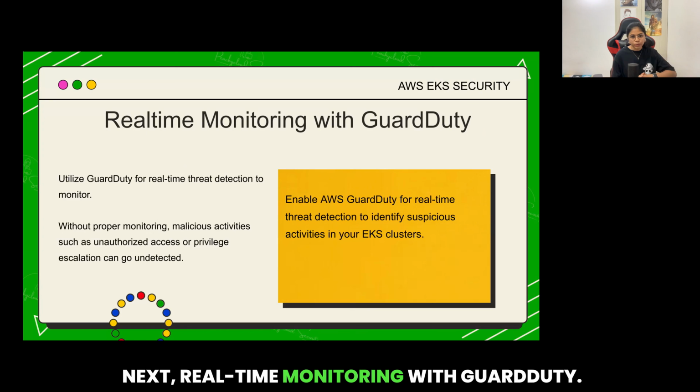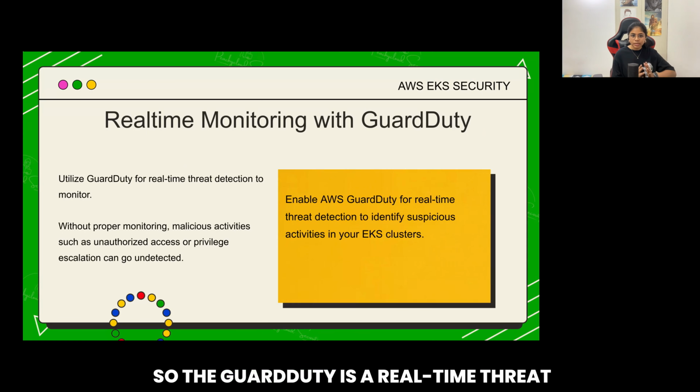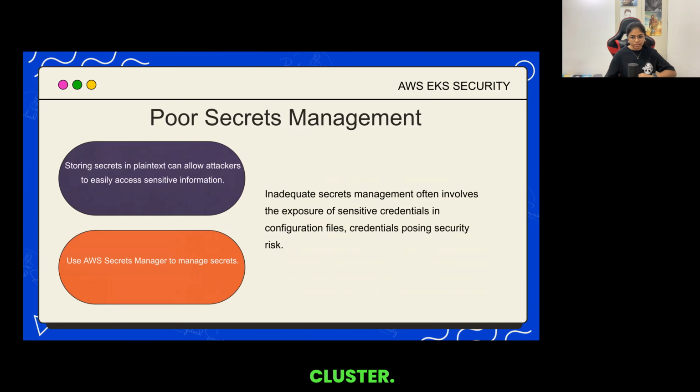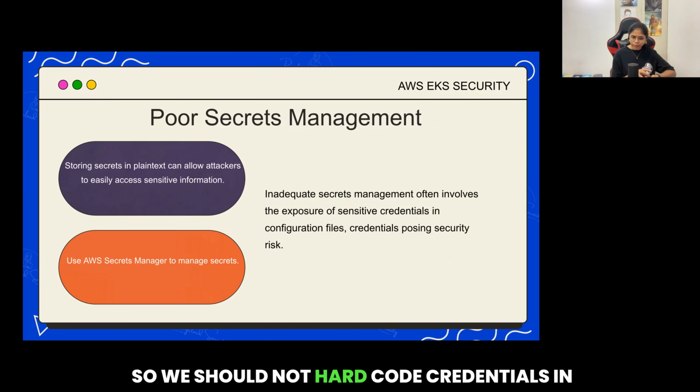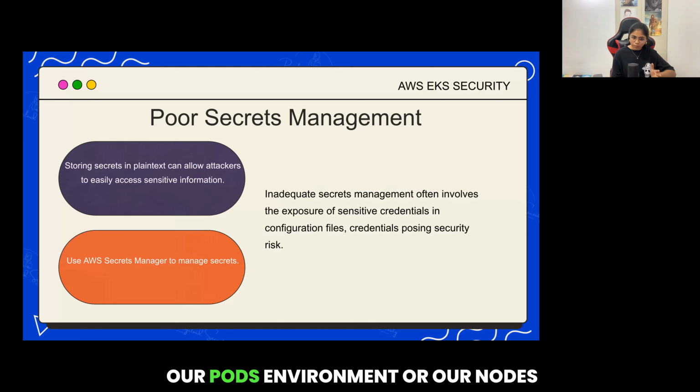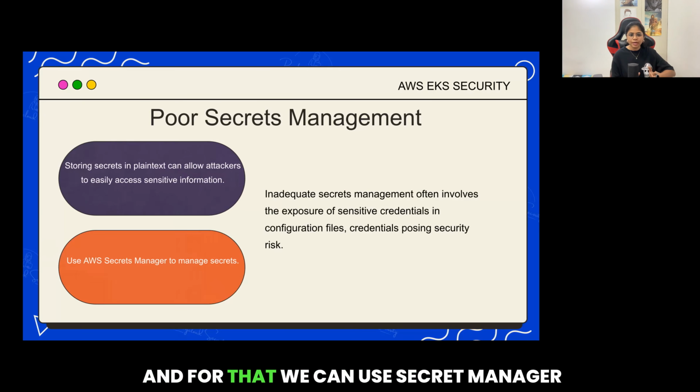Next, real-time monitoring with GuardDuty. GuardDuty is a real-time threat detection service that identifies any anomalous behavior. So we can leverage this service and implement monitoring to detect any malicious activities happening in our cluster. Next is poor secret management. We should not hard code credentials in our pods' environment or nodes' environment. And for that, we can use Secrets Manager, which is an AWS service, or we can use a third party like HashiCorp Vault as well.